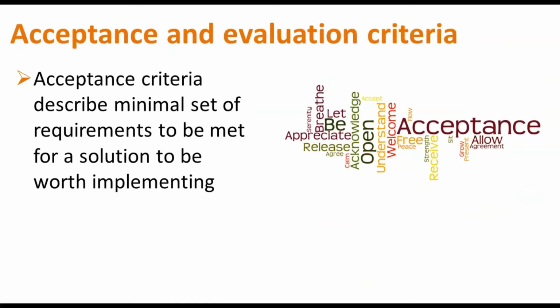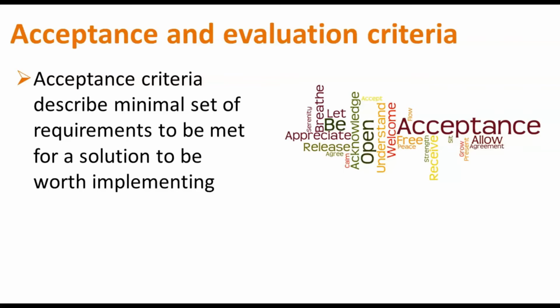Coming to acceptance criteria, they describe the minimal set of requirements to be met for a solution to be worth implementing. So, if a solution does not meet acceptance criteria, we are not going to accept the solution for our stakeholders' usage. Many of you might have heard this technique called the must score technique, which is must have, should have, could have, won't have. So those which we say must have requirements will typically be part of our acceptance criteria.